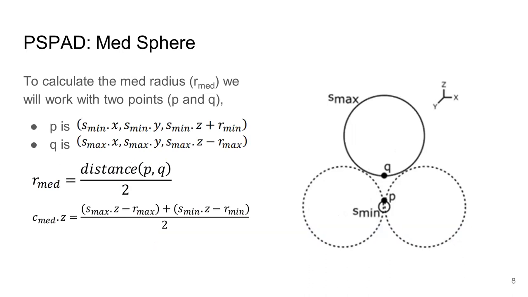Metasphere. To calculate the meta radius, R mid, we will work with two points, P and Q. P is, in the image on the right, S mean.x, S mean.y, S mean.z plus R mean. Q is S max.x, S max.y, S max.z minus R max. R mid is equal to the distance B and Q, or half the distance B and Q, where submit.x equals S max.x, submit.y equals S min.y, as you see, not by the coordinates, and submit.z equals S max.z minus R max plus S min.z minus R min, divided by 2, or half.